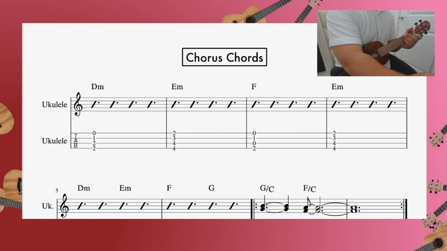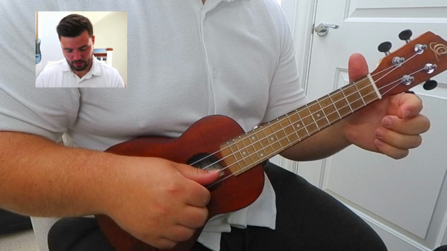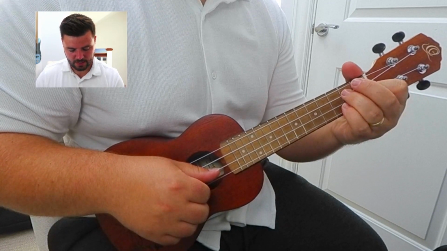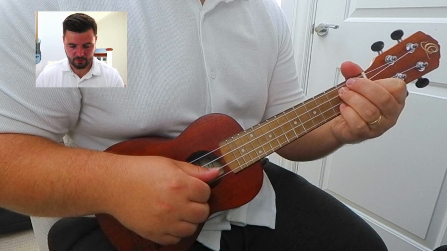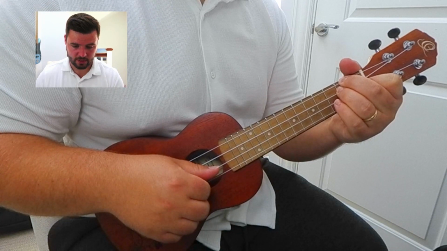And I'll show you the close-up of that. So it's D minor, which is open on the 1st string, 1st finger on the 2nd string on the 1st fret, 3rd finger on the 2nd fret on the 3rd string, and middle finger on the 4th string on the 2nd fret.